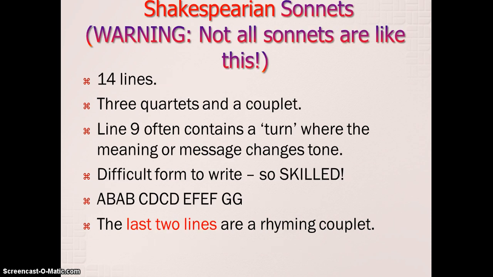So, Shakespearean sonnets. Told you we'd talk a bit more about this. Not all sonnets are like this. There are several other different forms, but Shakespearean sonnets in particular: 14 lines. They have 3 quartets and a couplet. Quartets are groups of 4 lines. A couplet is a group of 2.